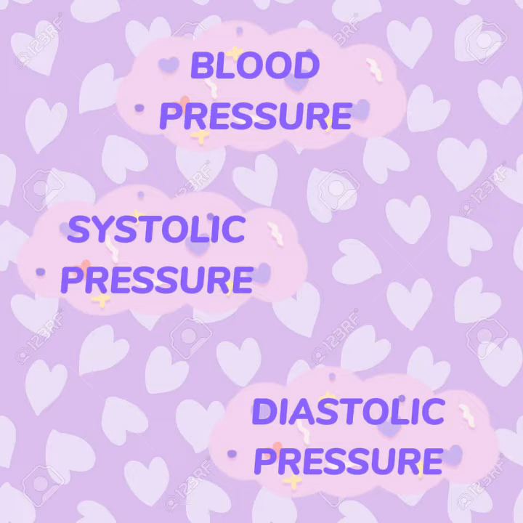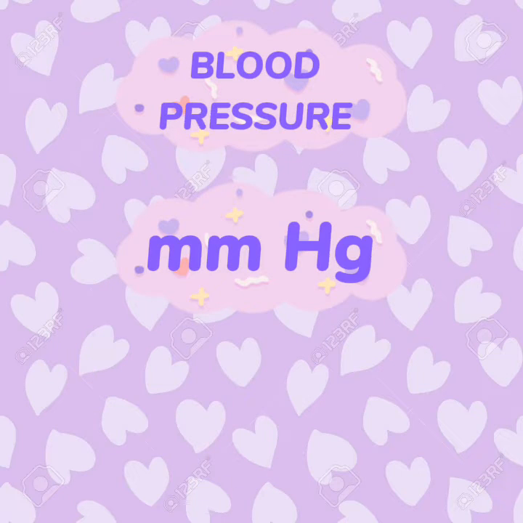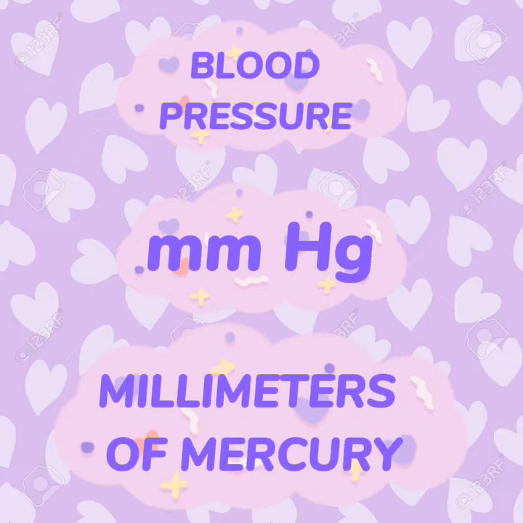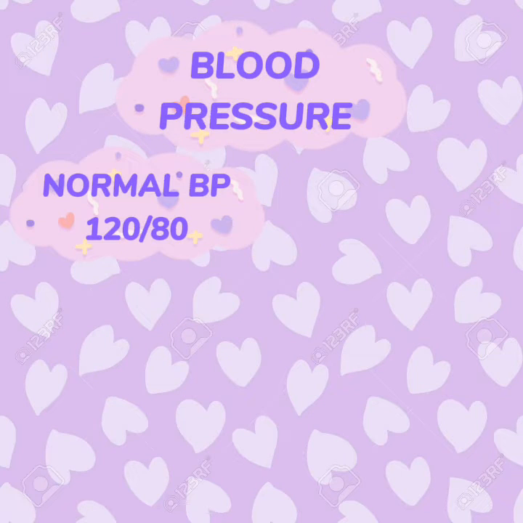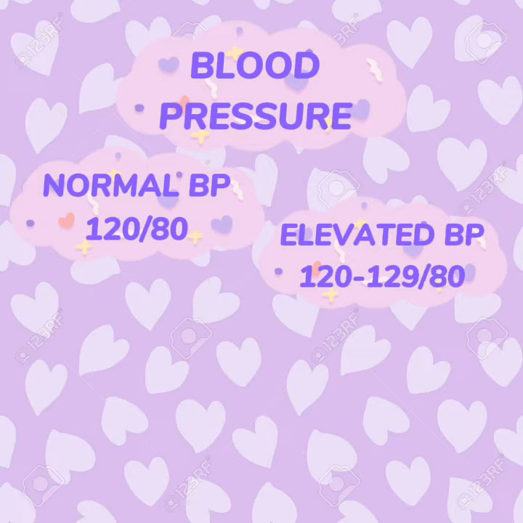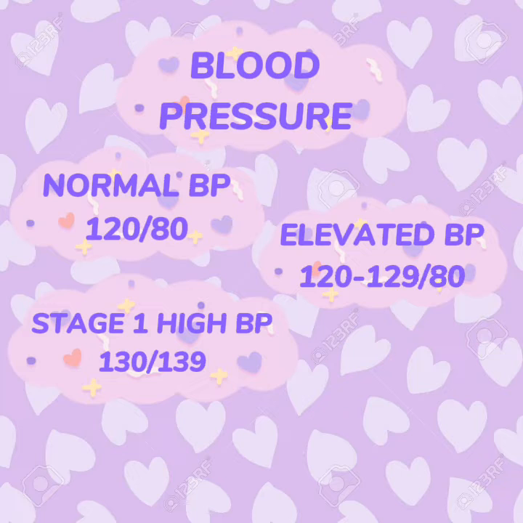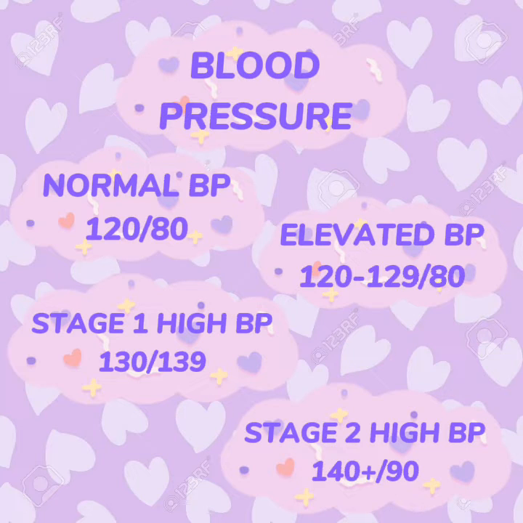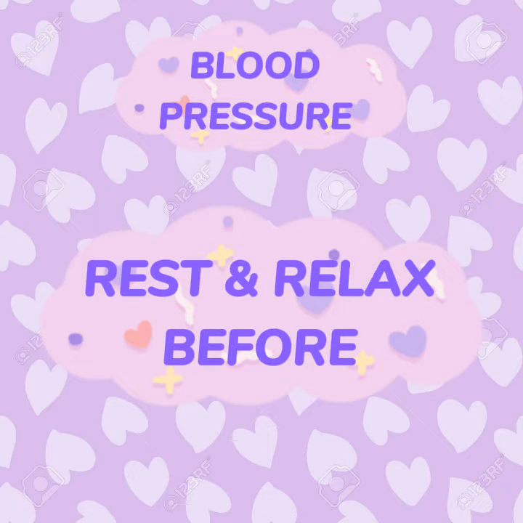Both the systolic and diastolic pressures are recorded as mmHg, or millimeters of mercury. Normal blood pressure is 120 over 80. Elevated blood pressure is 120 to 129. Stage 1 high blood pressure is 130 to 139. And stage 2 high blood pressure is 140 over 90. Make sure that the patient is relaxed or at rest at least 5 minutes before taking the measurement.